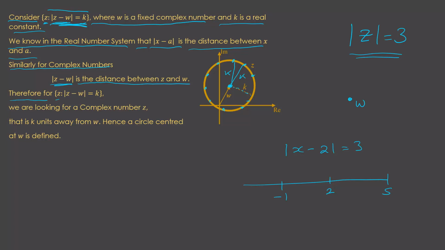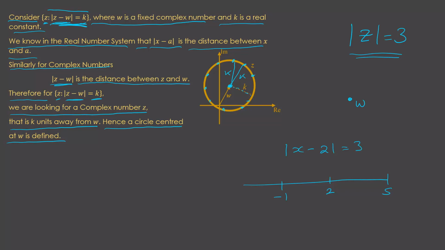Therefore, for z such that the modulus of z minus w equals k, we are looking for a complex number z that is k units away from w. Hence, we get a circle centered at W.